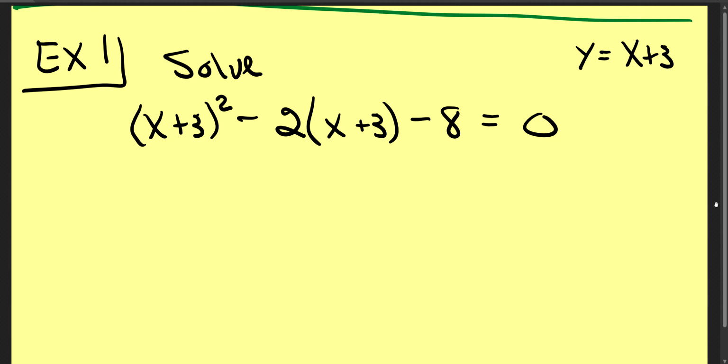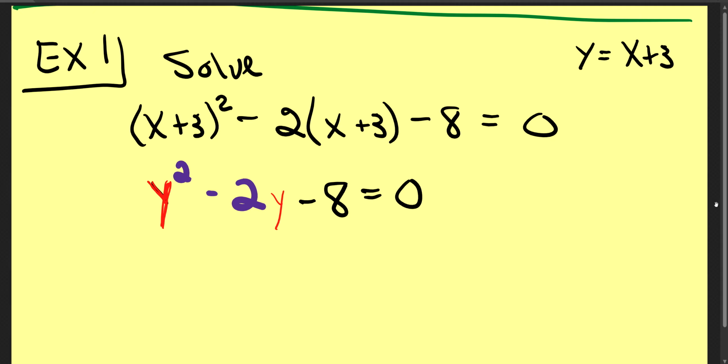Okay, y equals x plus 3. So in other words, this is going to be y squared minus 2y minus 8 equals 0. So this is in the same form. Y equals x plus 3. So now I can factor this in my traditional way.